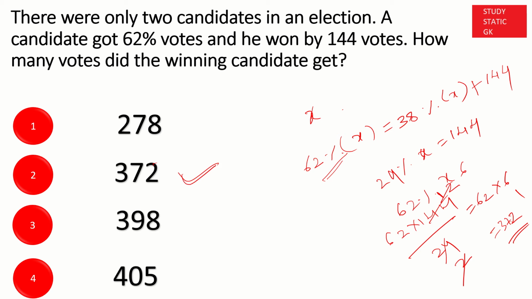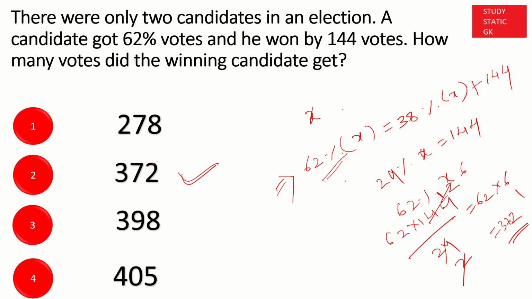Here the trick is that I basically wrote an equation. There are only two candidates, so the winning candidate's votes are more by 144 votes than the losing candidate's. So I have written an equation here, right? If 62% of X is equal to 38% of X plus 144, then 24% of X is equal to 144.